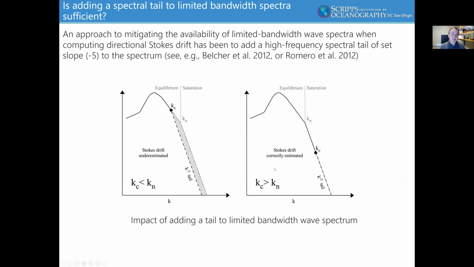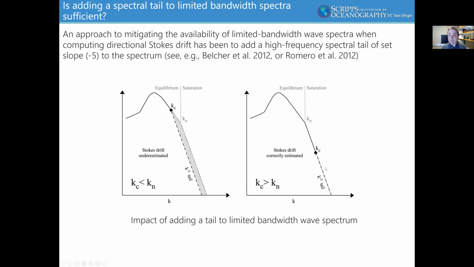So how do we solve this? An approach to mitigating this problem has been to put a tail on limited bandwidth wave spectra, and that's what I'm showing here. The problem, though, is that depending on how you put the tail, if you just patch a tail without considering the presence of an equilibrium or saturation range, you might get into trouble. And that's what you're seeing here.